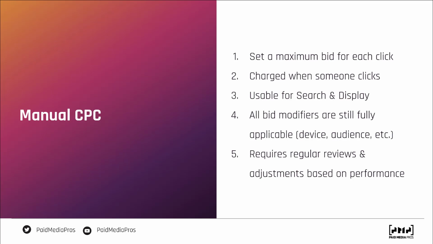So if you have one keyword that's more valuable than the other, you can bid higher on that keyword and bid lower on others. You're still only going to be charged when somebody clicks on the ad, and you can use these for search and display campaigns. And the other benefit to this is that all of the bid modifier layers, whether they're device, audience, any of those other layers, are going to be honored.